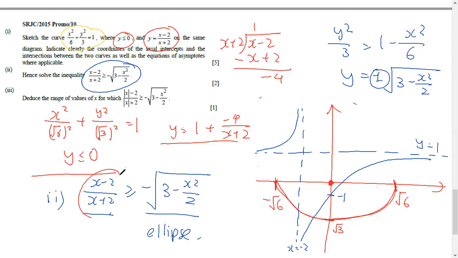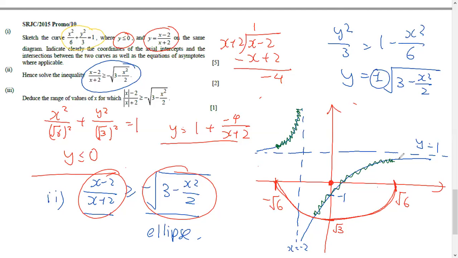So we want this graph to be more than this graph, the blue to be more than the red. So which region? The blue is more than the red. Of course, there's only a certain region that the red exists, so we must shade it accordingly. So from here, this part is what we want. The blue is more than the red. And this part is what we want. The blue is more than the red.